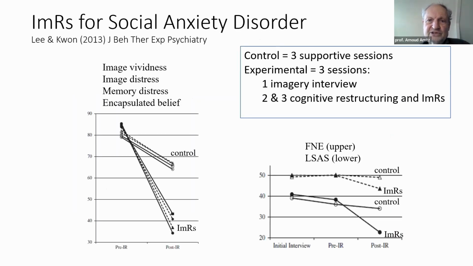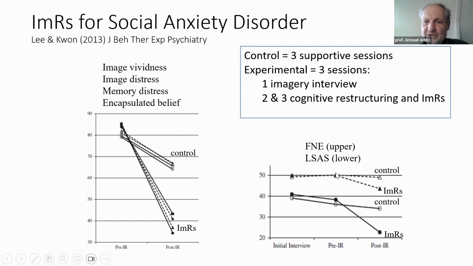Social anxiety disorder is another disorder that researchers get interested in to apply imagery scripting to. And this is a study from Korea where they assessed the effects of one imagery interview and 2 cognitive restructuring combined with imagery scripting sessions to 3 supportive sessions. And what you see is that all these indexes of images, image vividness, distress, memory distress, and encapsulated beliefs reduced more with imagery scripting than with control.